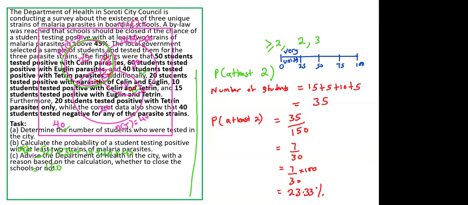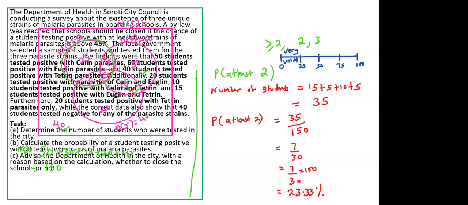They should close. Why should they close? Because the probability is less than 45%. Yet, what was the condition? First, go back and read that statement. What was the condition for closing?